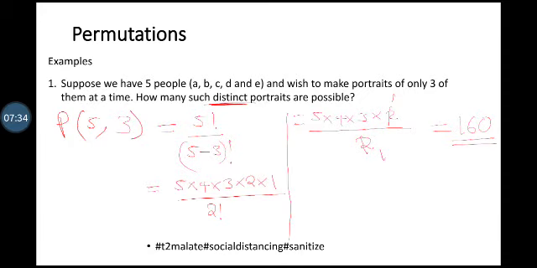So we have 60 such distinct portraits if we are going to select 3 people at a time from a group of 5 people. An alternative for this division here, because 2 factorial is a possibility here, is that you can always expand your numerator down to what you have in the denominator. What I mean is you have 5 times 4 times 3 times 2 factorial over 2 factorial, so that you can straight away erase that to still give you 60.